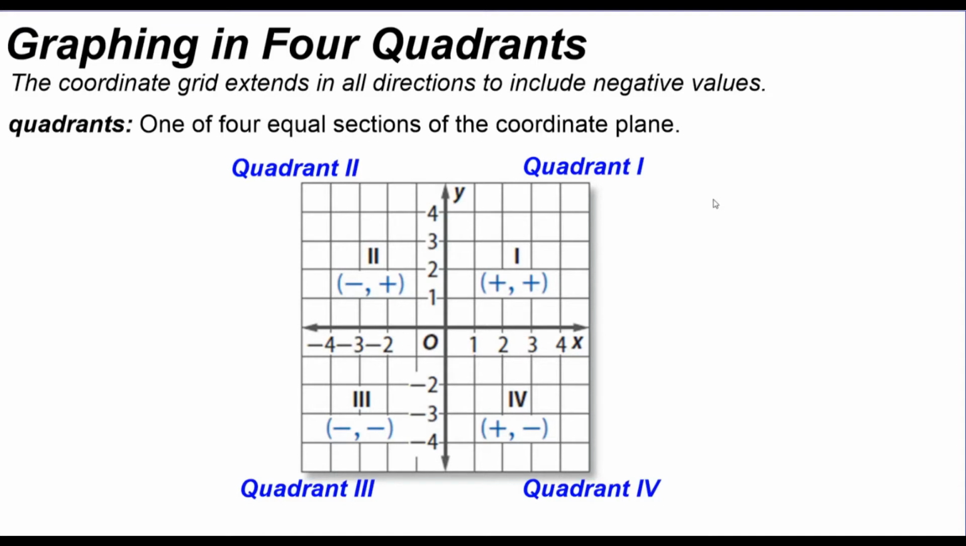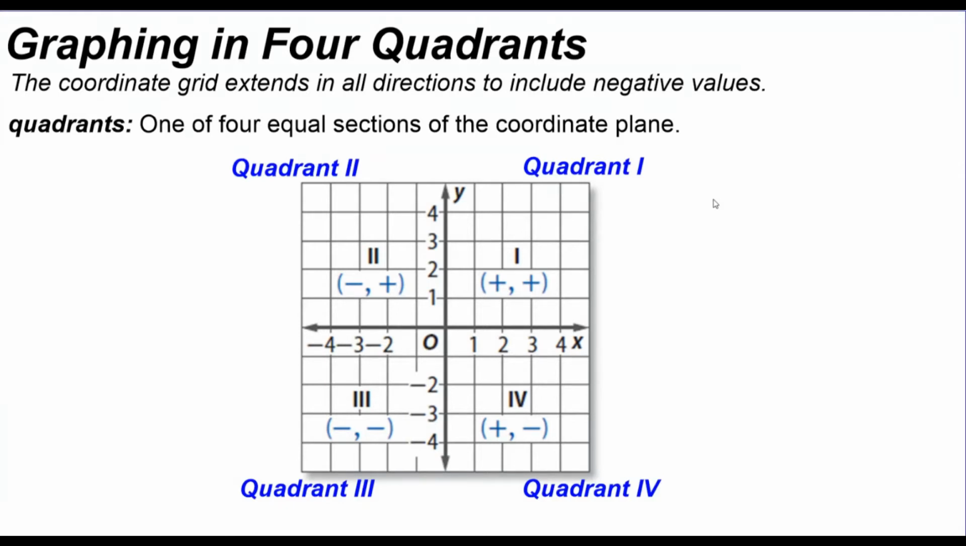All right, we have wrapped up our operations with integers, our positives and negatives, and we're going to wrap up chapter 2 with graphing in 4 quadrants. So we're going to take the coordinate plane that we talked about earlier, and now we're going to expand it into the full coordinate grid.